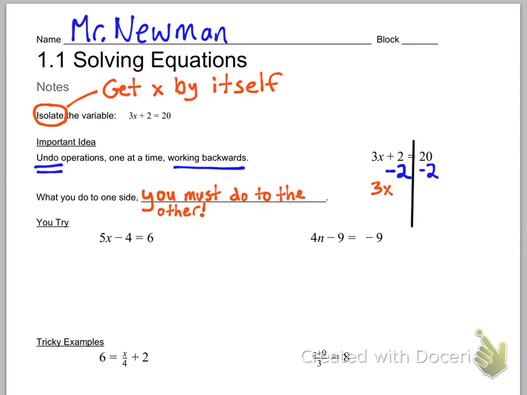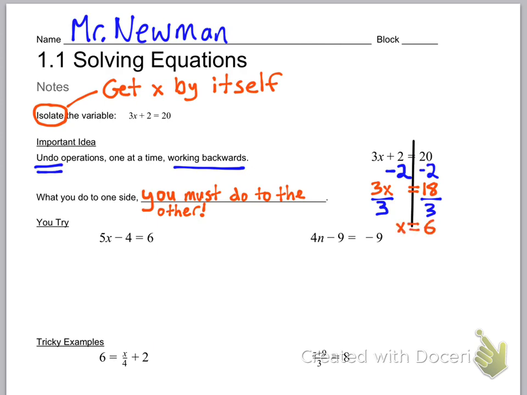We still have 3x. 2 minus 2 is 0, so I'm not going to put anything there. 3x equals 20 minus 2 is 18. The next operation we have, 3x, it's not written there, but anytime you have a variable right next to a constant like that, that means multiplication, 3 times x. So in order to undo multiplication, we need to divide. And we're going to divide by 3 on both sides. When you divide 18 by 3, you get 6.